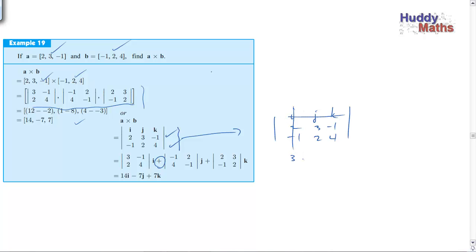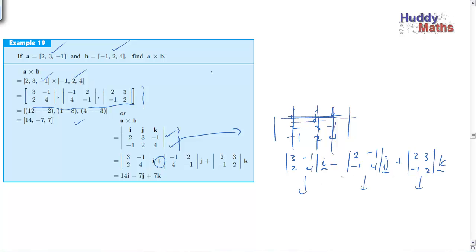You're going to have 3, neg 1, 2, 4 by I. And then I'm suggesting you go this way and put a minus, and that would be then here the determinant of 2, neg 1, 4, no swapping around, by J. And then in the last column there, the last one is going to be 2, 3, neg 1, 2 by K, and then working out the determinants here. Okay, so I'm suggesting you put a negative in front of that one to get that sign right.